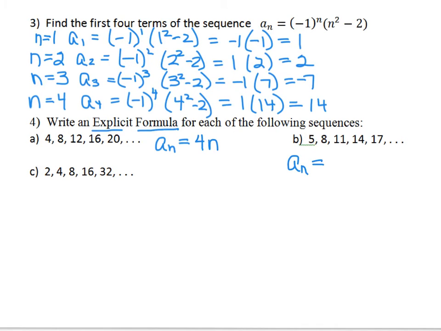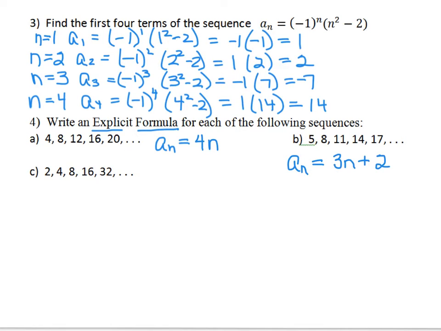When n is 1, I want the answer to be 5. When n is 2, I want the answer to be 8. When n is 3, I want the answer to be 11. Now, since we notice that we're adding 3 each time, we might think about saying 3 times n is going to be part of my formula. But what am I going to have to do with 3 times n? I'm going to have to add it to 2.